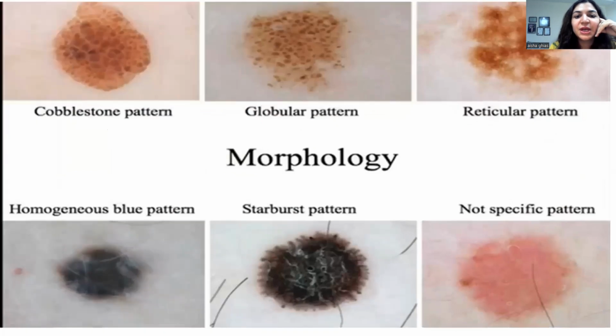Looking at the second lesion in the morphology is a globular pattern. A globular pattern is a nevus in which the clods are not tightly fitted together. They are of different shapes, but they are scattered throughout the lesion. They're not fitted together. So that's a globular pattern of the melanocytic nevus.